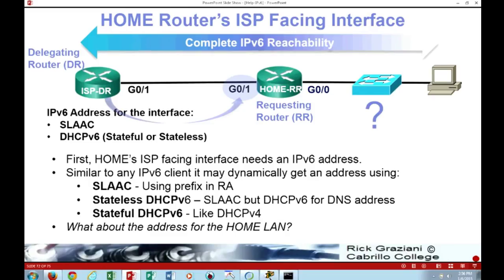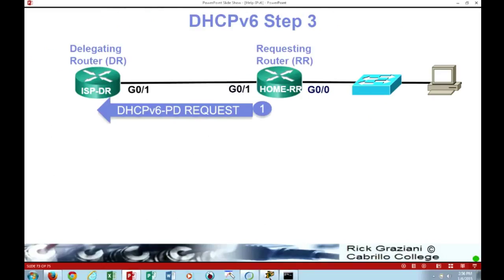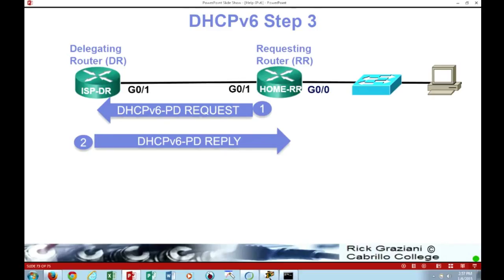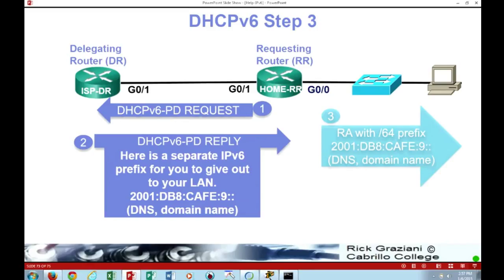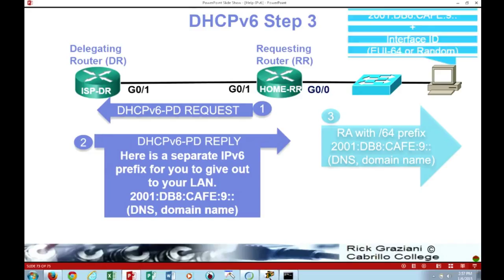But what about this side? It needs its own IPv6 prefix. And this is what happens. Your home router will be running something called DHCPv6 prefix delegation. It initiates the request to the ISP. It says, hey, I need a prefix to hand out to my LAN. And the ISP says, okay, here's a separate IPv6 prefix for you to hand out to your LAN. Has nothing to do with us. This is just for you to give out. And so what Comcast gives me is a /64. Then my router sends out a router advertisement with that /64, and the hosts come up with their own interface IDs using privacy extensions or EUI-64. Does that make sense?